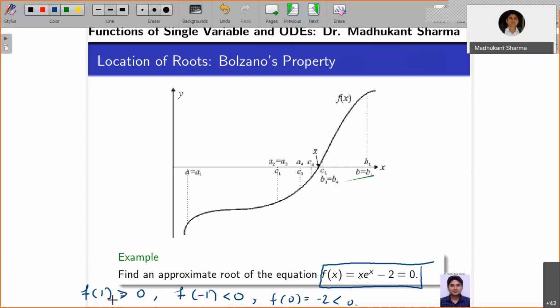Why? Because if you take the interval minus 1 to 1, what is the midpoint of the interval? It is 0. So you will need one more step here. So you have to identify two points where one function value is negative and the function value at the other point is positive, and then you can apply the bisection. So here you can start with the interval 0 to 1.